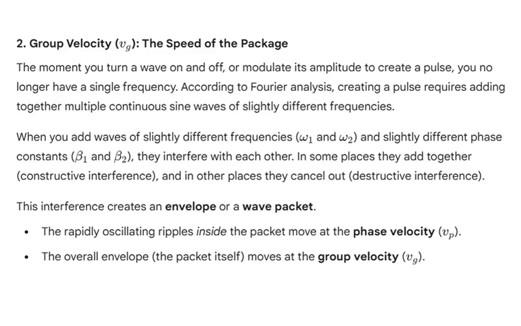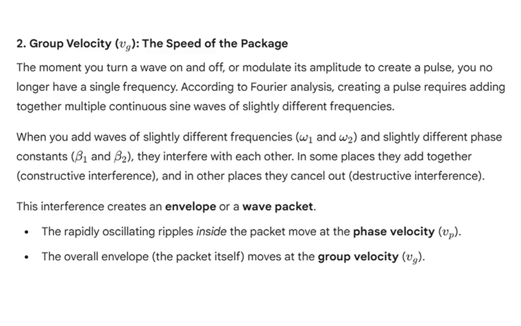The moment you turn a wave on and off or modulate its amplitude to create a pulse, you no longer have a single frequency. According to Fourier analysis, creating a pulse requires adding together multiple continuous sine waves of slightly different frequencies. When you add waves of slightly different frequencies, omega 1 and omega 2, and slightly different phase constants, beta 1 and beta 2, they interfere with each other. In some places, they add together, constructive interference, and in other places, they cancel out, destructive interference.